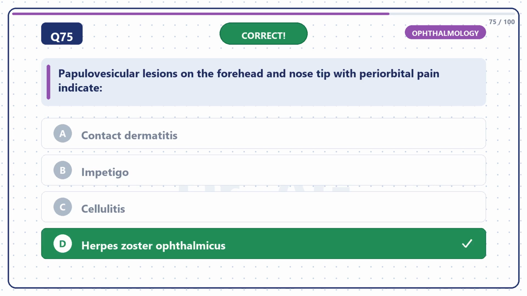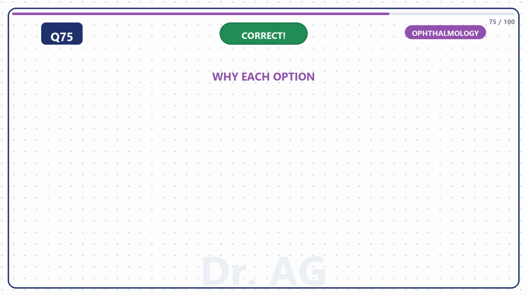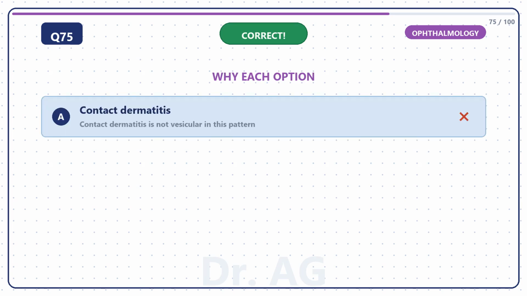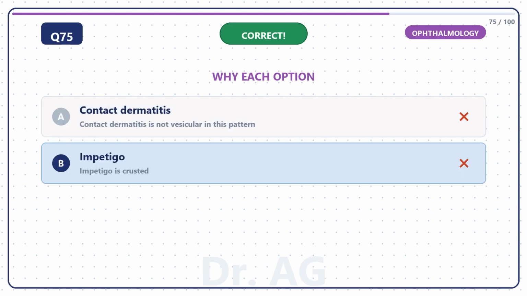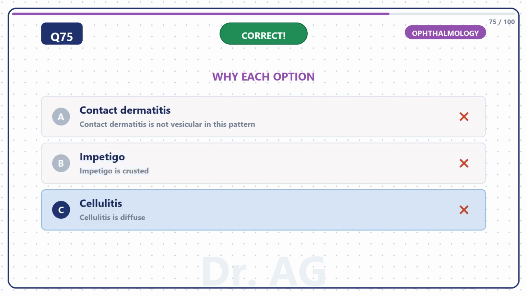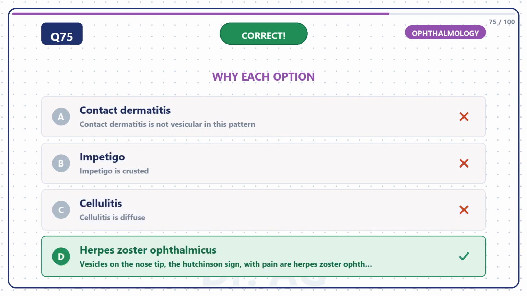The correct answer is option D, herpes zoster ophthalmicus. Let's go through the options. Contact dermatitis. Contact dermatitis is not vesicular in this pattern. Impetigo. Impetigo is crusted. Cellulitis. Cellulitis is diffuse. And the correct answer is herpes zoster ophthalmicus.